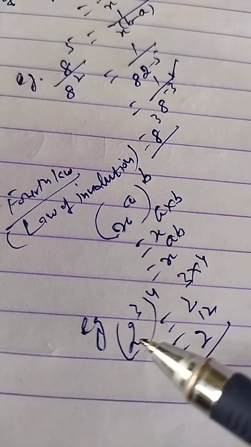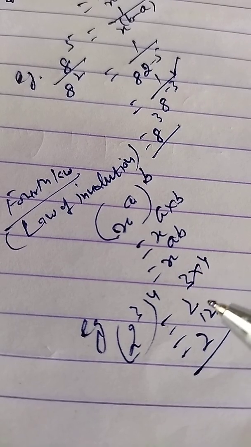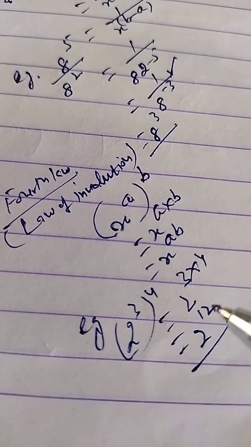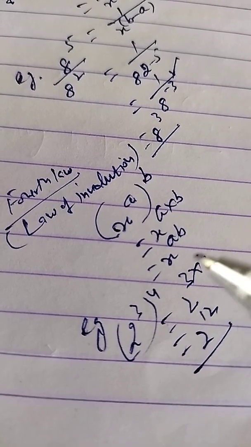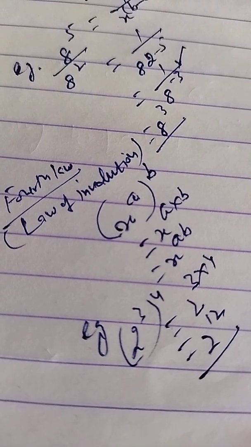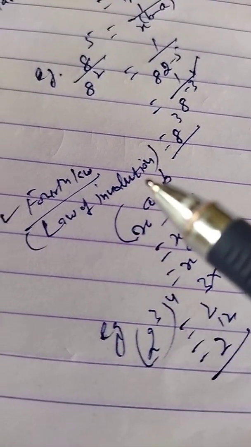So I have given you the example. If it is 2 raised to the power 3 raised to the power 4, you multiply the powers only. So 3 into 4, 2 raised to the power 12. By multiplying 2, 12 times, I can write the answer of that question. So this is called the law of involution.